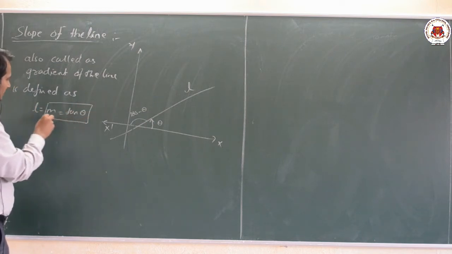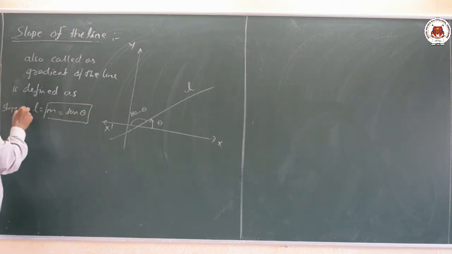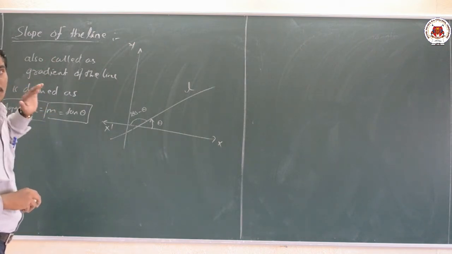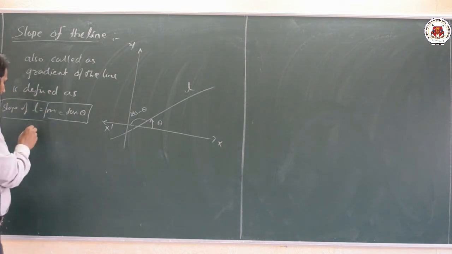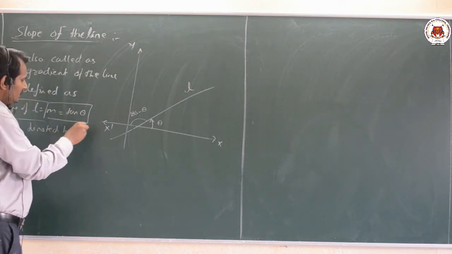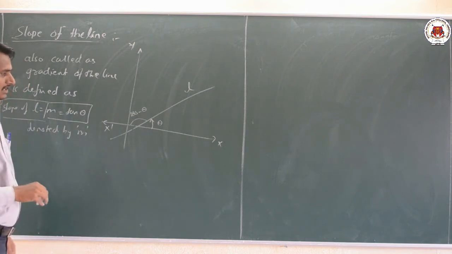The slope of the line L is equal to m, which is tan theta, where the slope is always denoted by the small letter m. Now here, a little bit of notes are there.